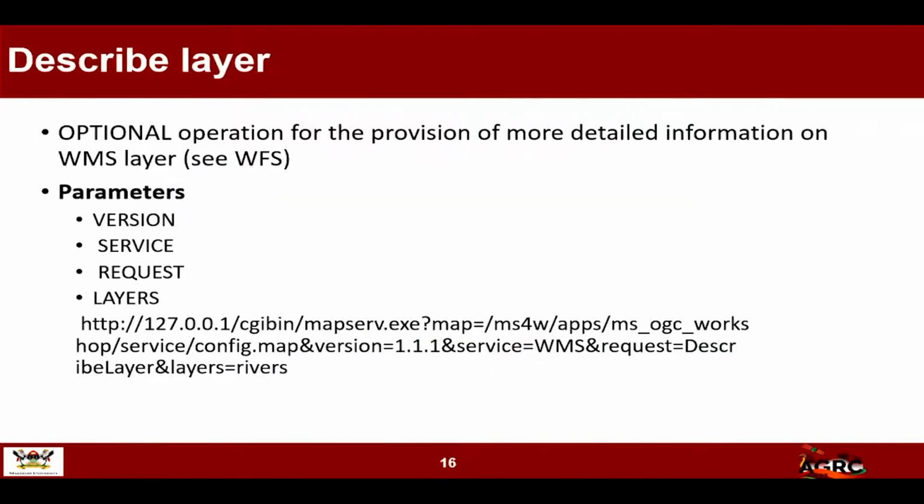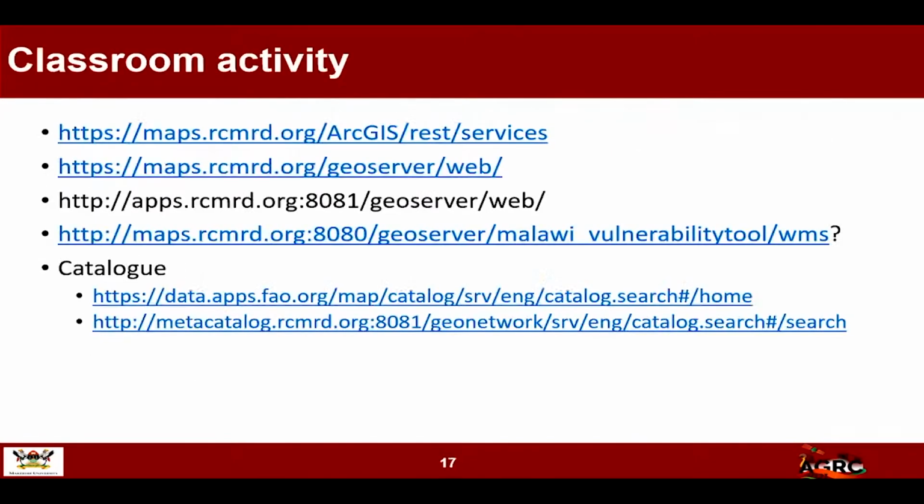Then we can also describe the layer. Here is basically an example of what a described layer looks like. And this, we've already done in our activity. So if you follow that tutorial, you should be able to access all the data sets. So we are very lucky.